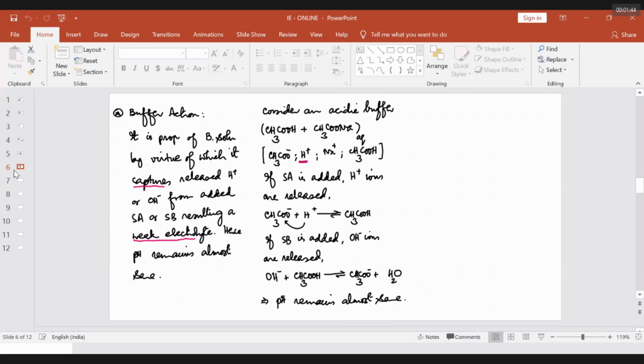After classification, we said why it is acting like that, why it is called a buffer, why it is resisting change in pH value. With that, I took one example, and homework was given as one more example. I hope you have done that, considering the basic buffer. What happens in case of a basic buffer if you add a small amount of strong acid or a small amount of strong base? How do they maintain the pH value constant, right?